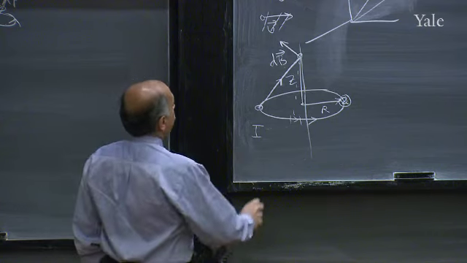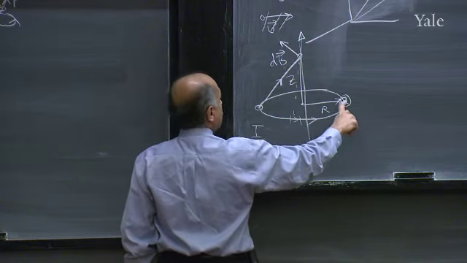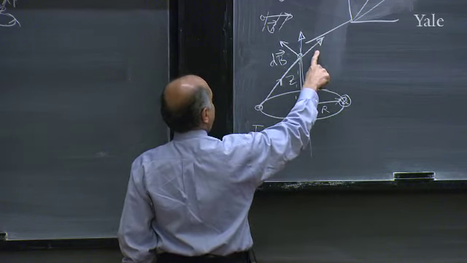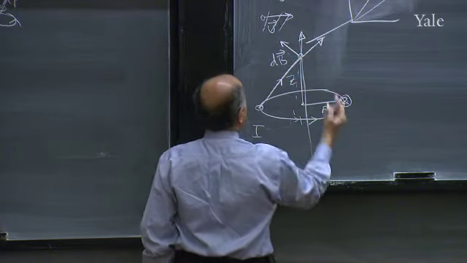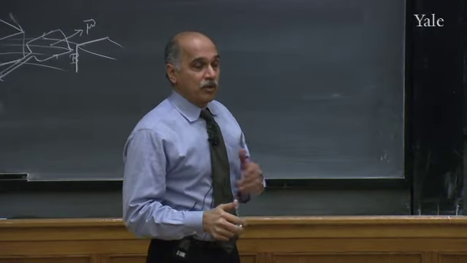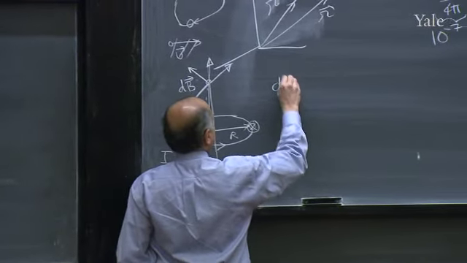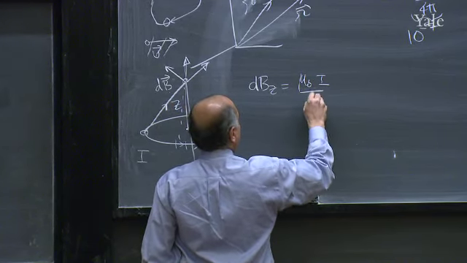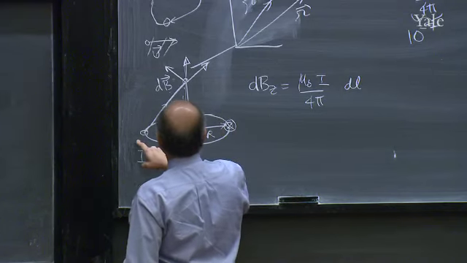But you know that the part of B that's going to survive is the component here, because this guy will produce a field like this. And by symmetry, they will have the same angle, so you only have to keep the z component, not the one in the xy plane. Because for every element I find here, I can find a compensating one on the other side of the circle. Therefore, dB along the z direction is mu 0 I over 4 pi times the segment coming out of the blackboard.